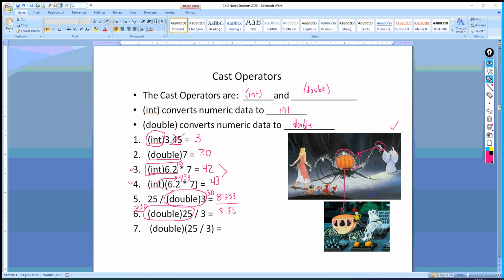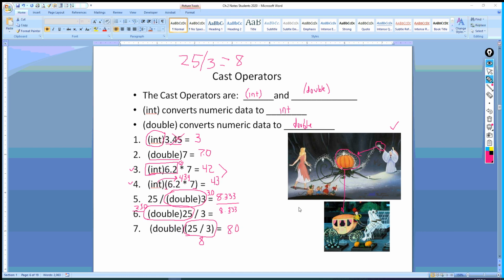And in number 7, here's the grouping operator, so do the parentheses first. You're not looking at the double here, you're looking only at what's inside the parentheses. 25 divided by 3, if I gave you that problem by itself, you would say that's easy. That's an int divided by an int, so it has to be an int. You use the calculator and drop the decimal, so that's 8. Now we do the cast operator, which is a double, and it changes this 8 into a decimal by adding a 0.0.